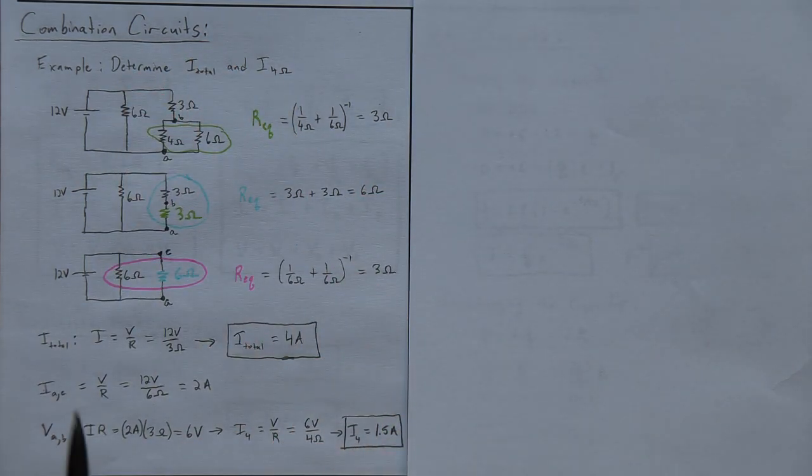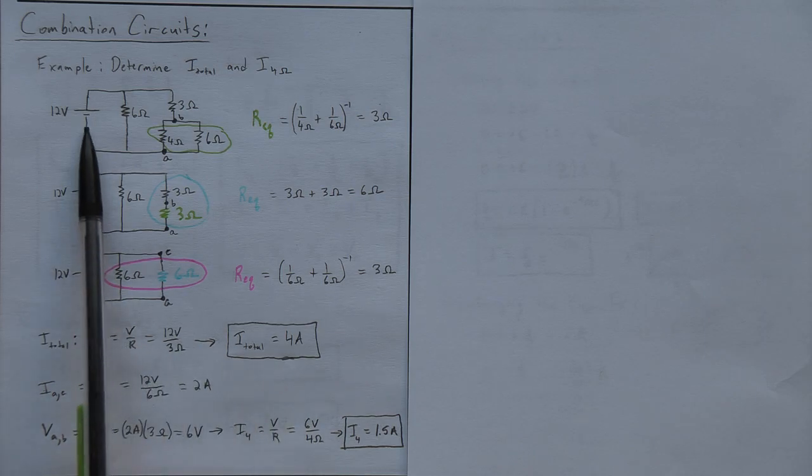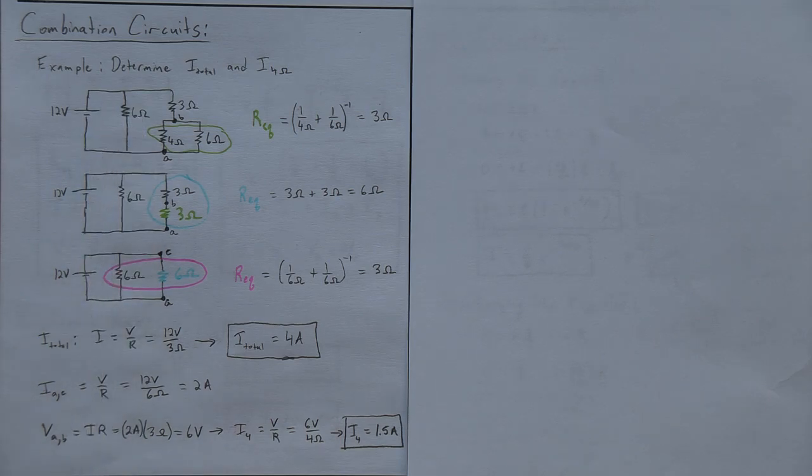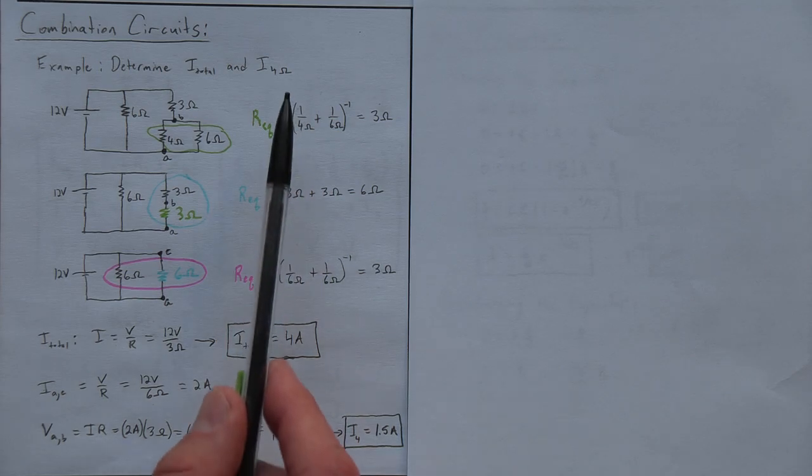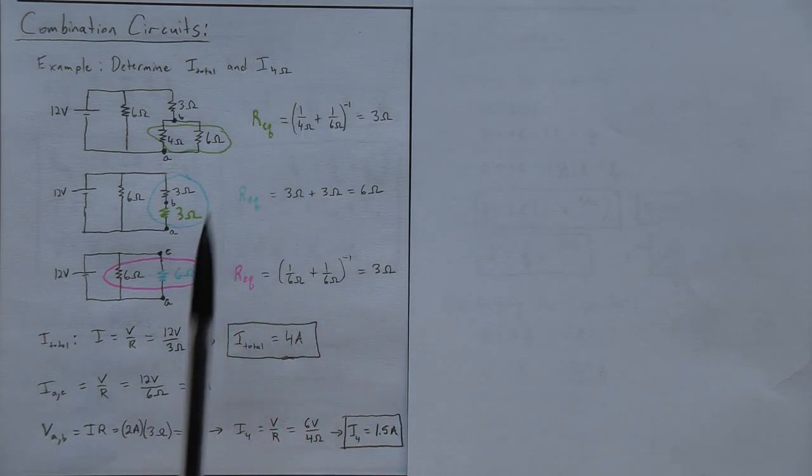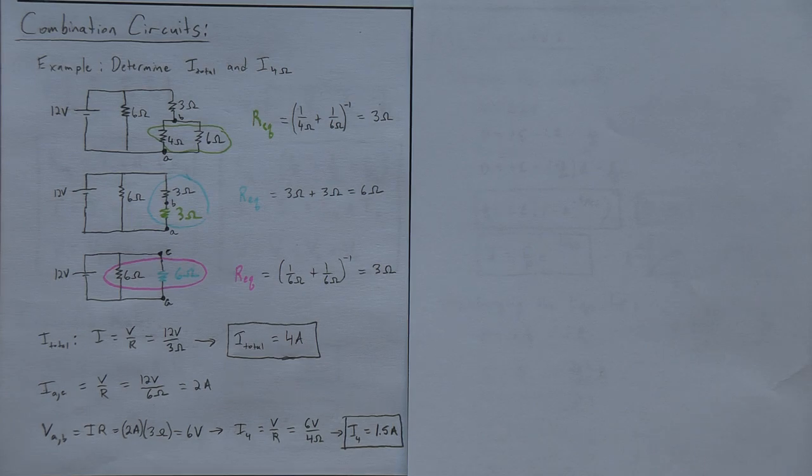So I can find the current out of the battery by using total volts over total resistance, and I get 4 amps. That's what's coming out of the battery into this complicated circuit. Now, the other thing I want to calculate is the current in the 4 ohm. That's right here. If we want to find the current of a piece, we have to work our way backwards.